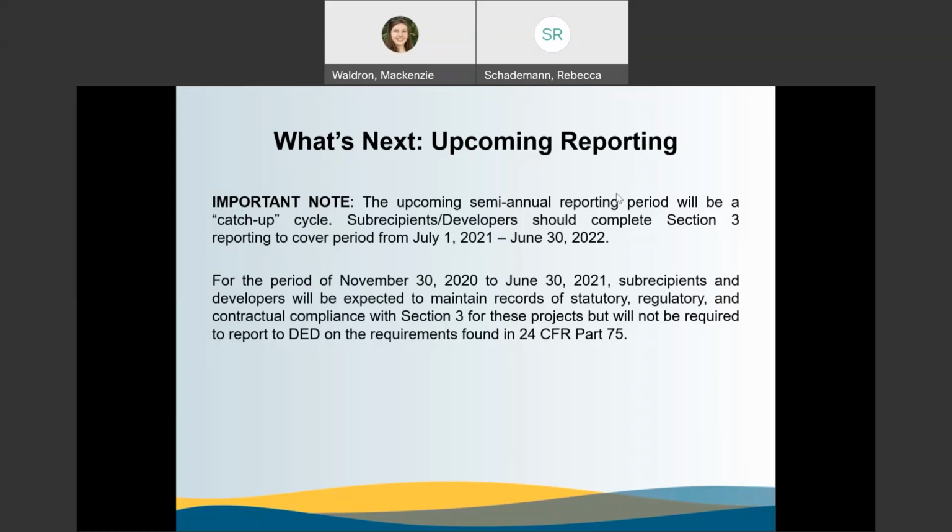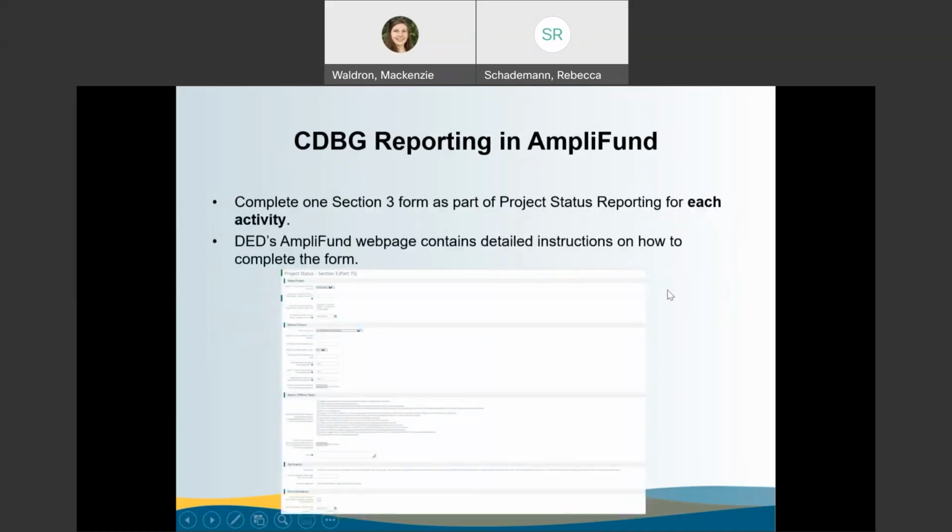So we will navigate next to talk a little bit more about reporting. So we have created a reporting in Amplifund. You would complete one Section 3 form as a part of the project status reporting for each activity. So we will navigate to the DED's Amplifund website and go over that form.